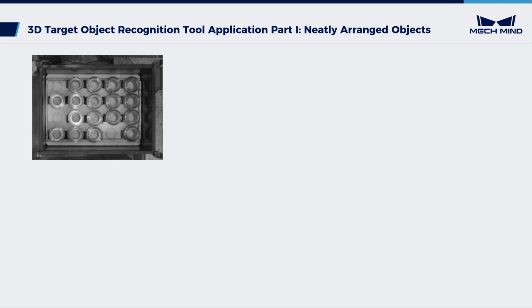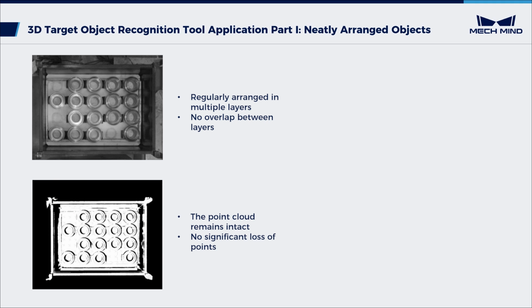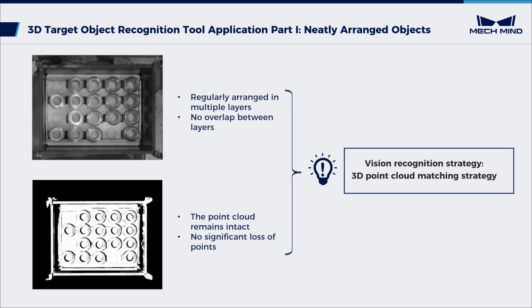Typically, in this scenario, the ring objects are regularly arranged in multiple layers, without overlap between layers. The object point cloud remains intact with no significant loss of points. Thus, simply use the 3D point cloud matching strategy to recognize the ring objects.